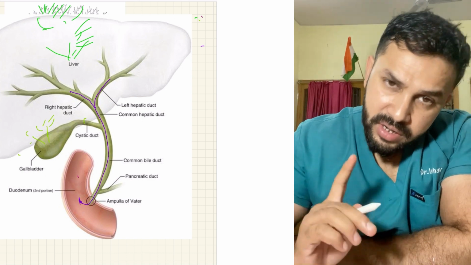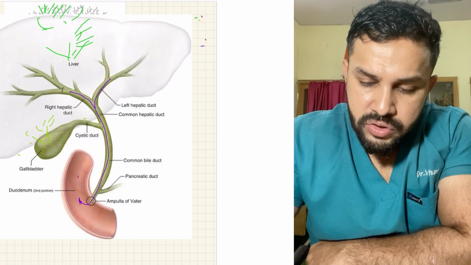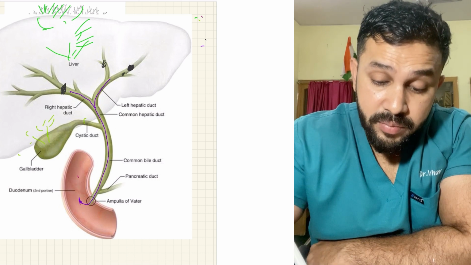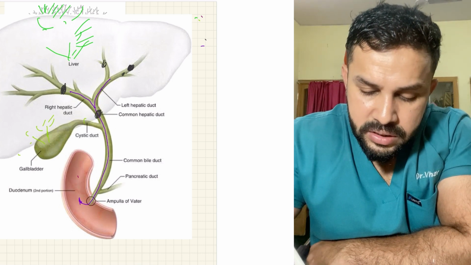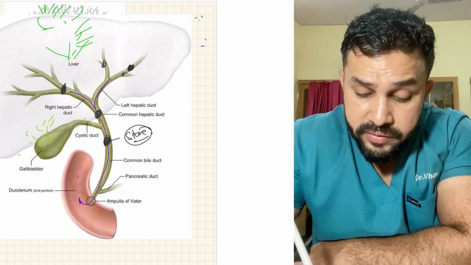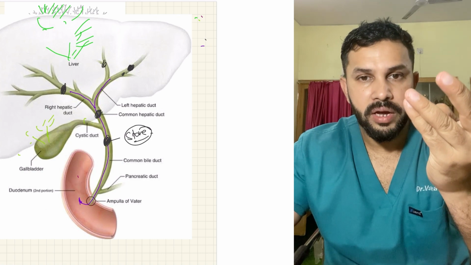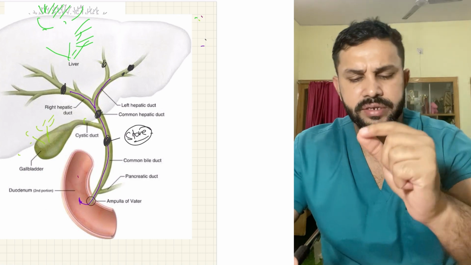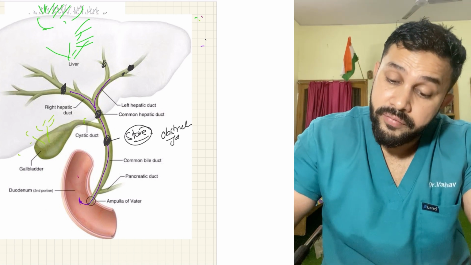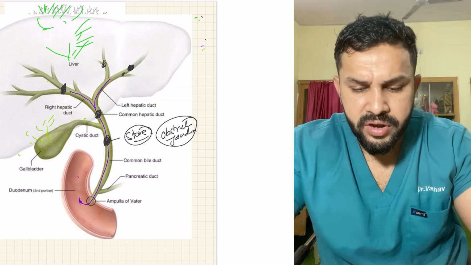After the hepatocytes, if there is a block, for example some stone, intrahepatic stones, or a stone formed in the common hepatic duct or in the common bile duct, it can be due to obstruction by stone, by tumor, by worm. Anything which causes obstruction of the flow of bile will cause obstructive jaundice. So there has to be a free flow of bile.